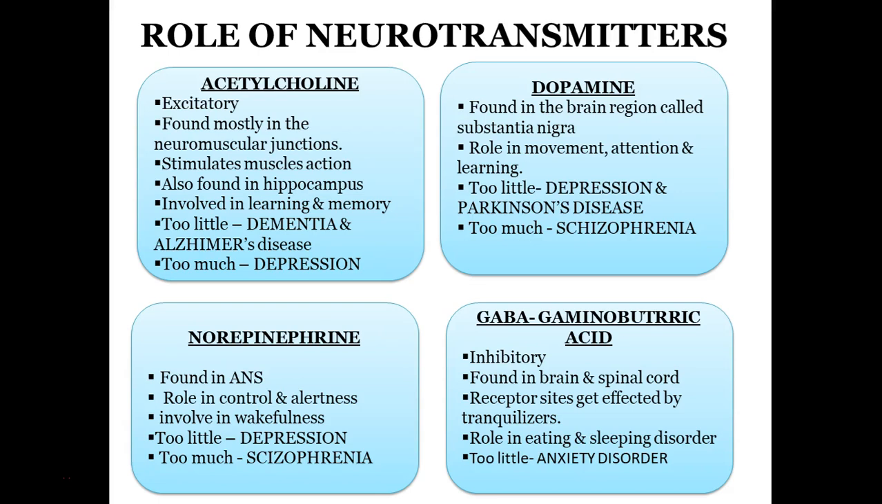Okay, then another is GABA, gamma-aminobutyric acid. It has an inhibitory role. That means it passes an inhibitory signal to another neuron. It is found in the brain and spinal cord. Receptor sites get affected by tranquilizers. It has a role in eating and sleeping disorders, and if its amount lowers, it is also associated with anxiety disorder. That means this neurotransmitter is required in appropriate amount in our body to maintain our calm, right? So that we remain anxiety free.